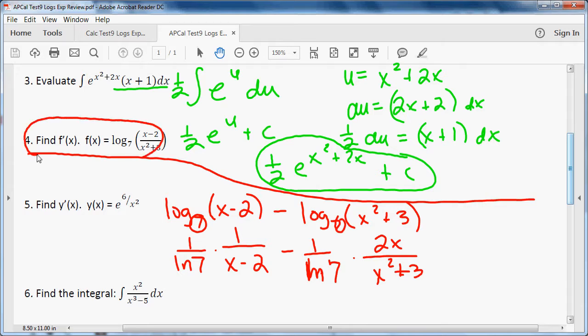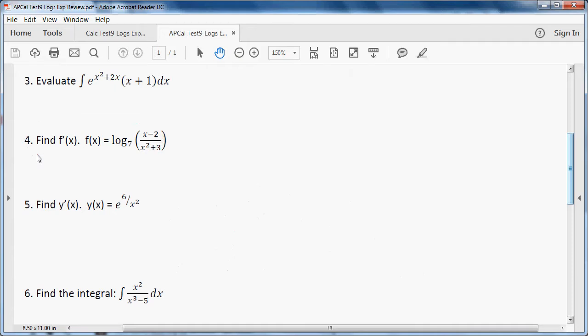So the one I just circled is one we completed right there, number 4. You could also factor out the 1 over natural log of 7 and put it all in front and have parentheses around the two pieces if you'd like. Either way would be fine. Number 5.